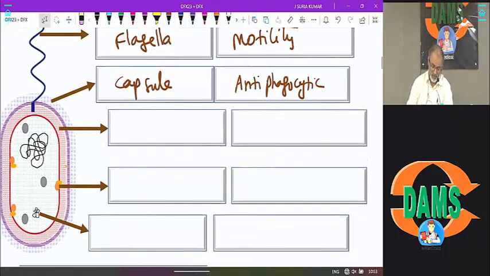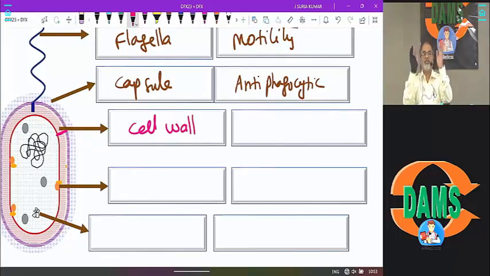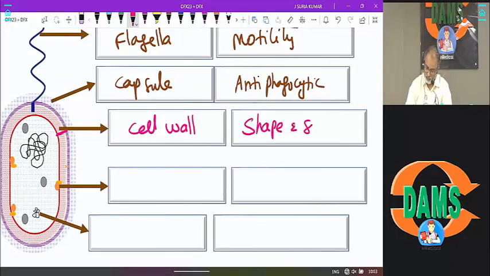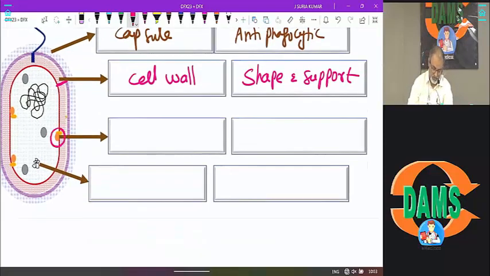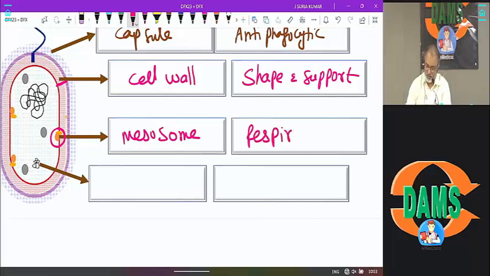Each will take 1 minute. And what is the thickest part? The thick part is the cell wall. Bacterial cell wall. What is the function of cell wall? It gives shape and support. And what is this? An invagination into the membrane. We call it mesosome. What is the function of mesosome? Excellent. Respiration. Main function respiration and also cell septum formation.